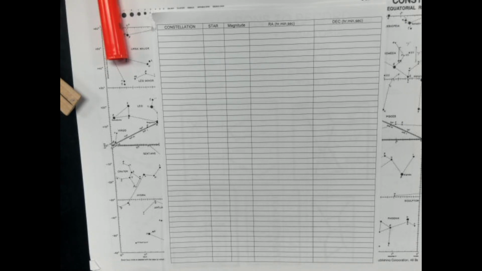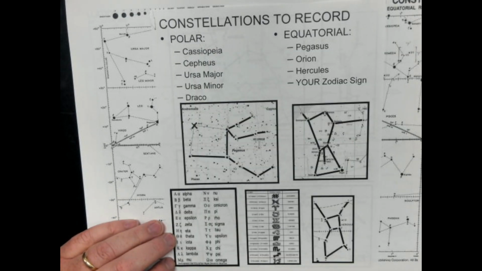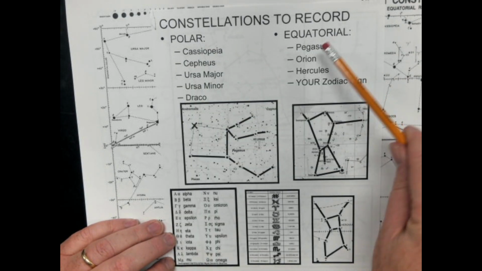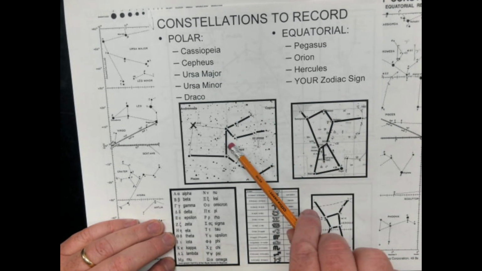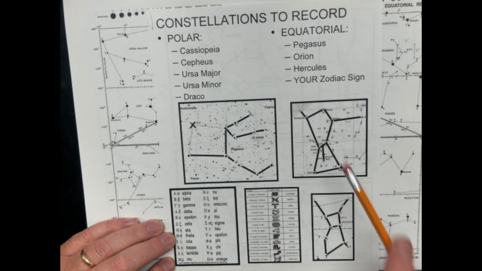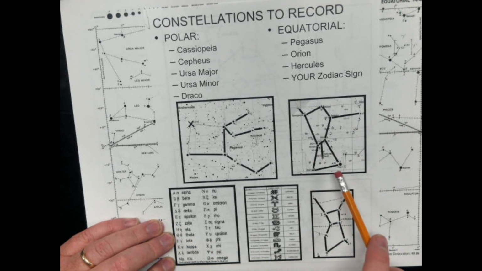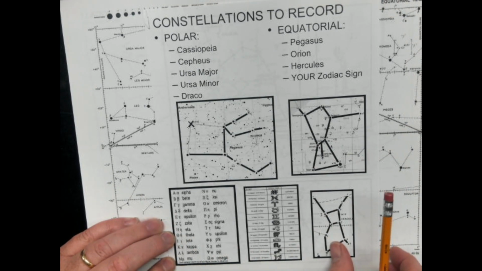All right. A couple years ago, I made the video showing how to read the polar constellation map, and I wanted to go ahead and do the same thing for the equatorial. So on the equatorial map, you've got three required constellations: Pegasus, Orion, and Hercules, and then one that's whatever your zodiac sign is. So I'm going to do Orion because he's one of the more complex ones. You've got to go north and south hemisphere, and there's some really close together dots there.